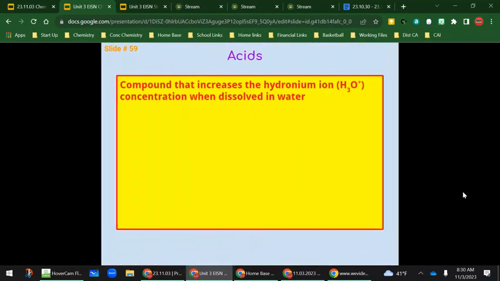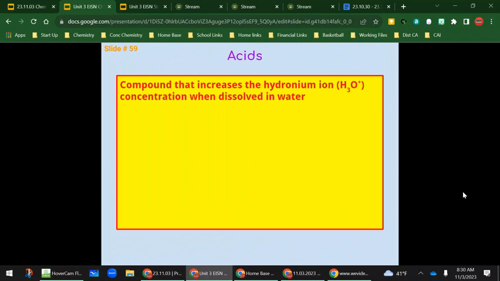Okay, so acids, ladies and gentlemen, what are they? They're a compound that increases the hydronium ion, H3O plus ion, when dissolved in water. Okay? Now, what is the formula for water? H2O. So what we're talking about is a compound that will add another hydrogen to water. Okay? And since water is what we call a polar molecule, it will attract this hydrogen ion and it will make itself H3O plus. Okay?